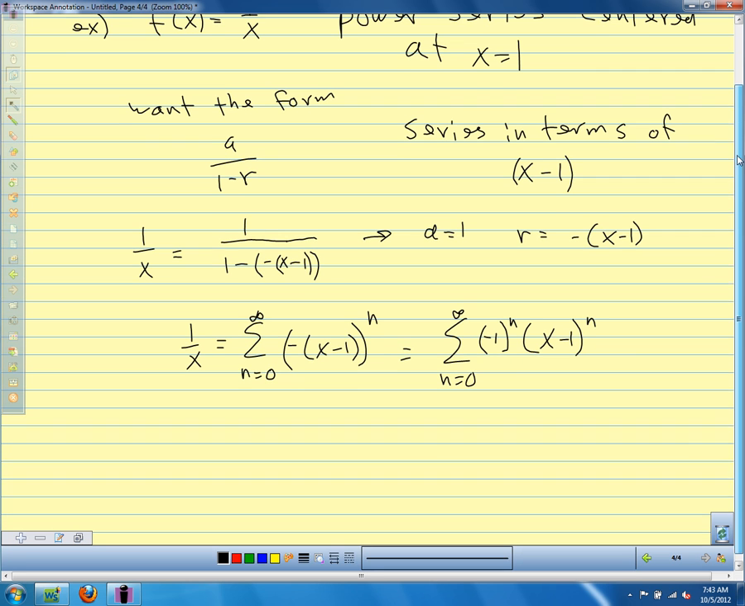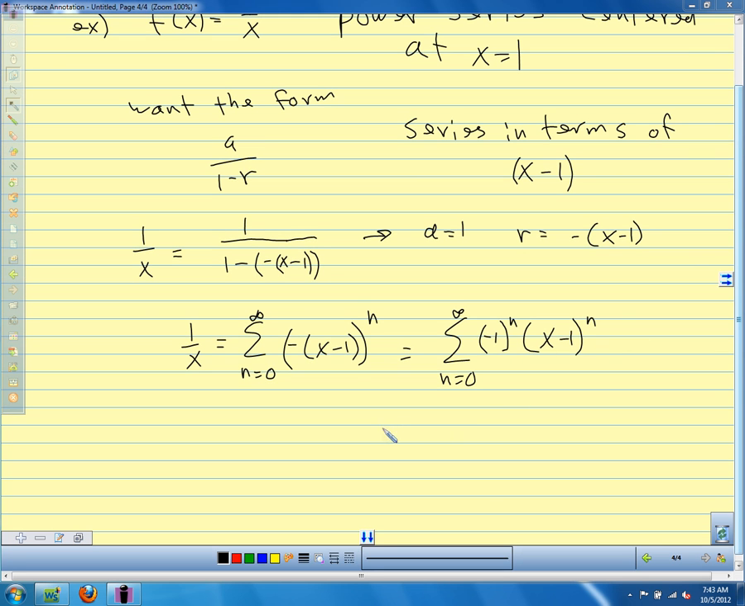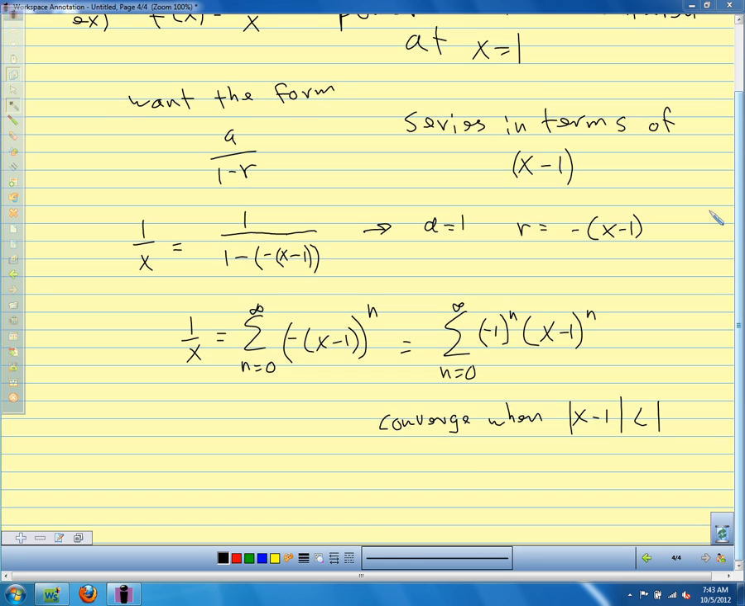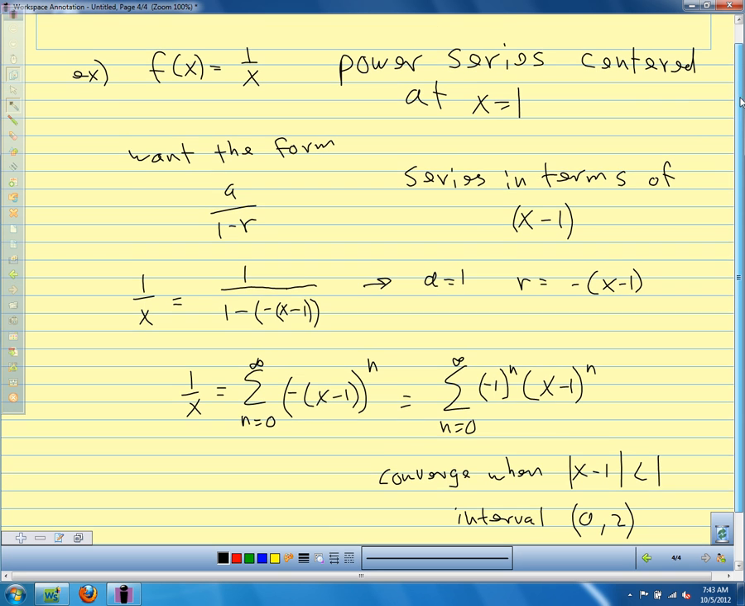And this would converge when the absolute value of x minus 1 is less than 1. And I'm not going to run all the tests, but we can find our interval of convergence is 0 to 2. So if we ran all of our tests, we would find our interval is 0 to 2. So now we have a power series representation for 1 over x.